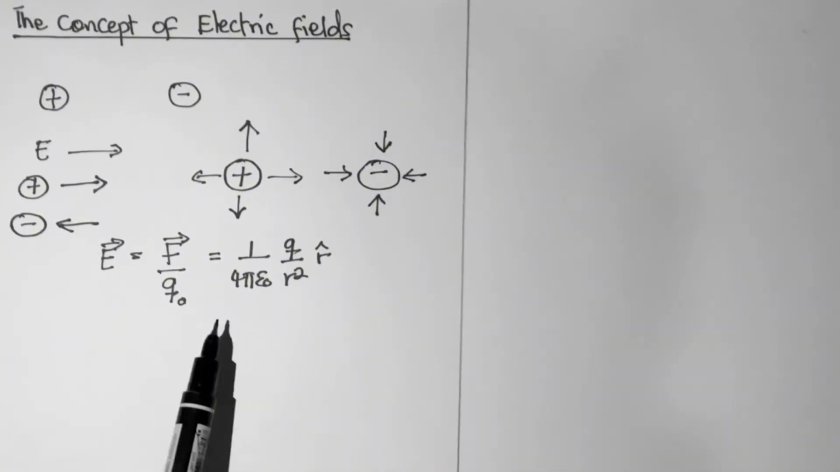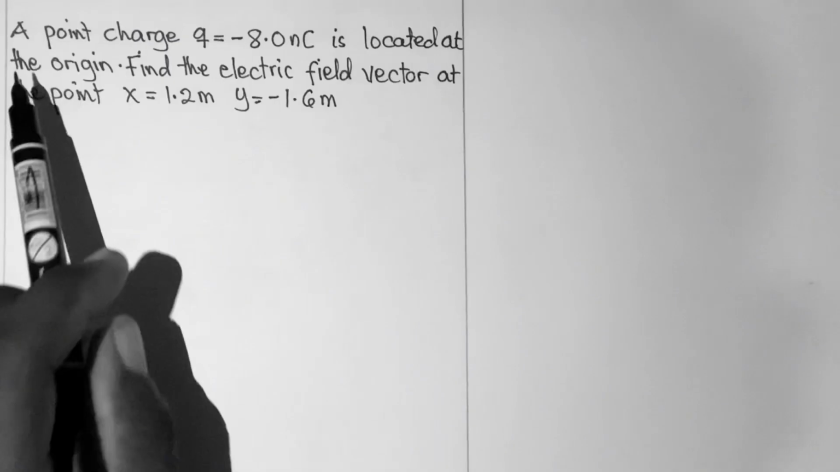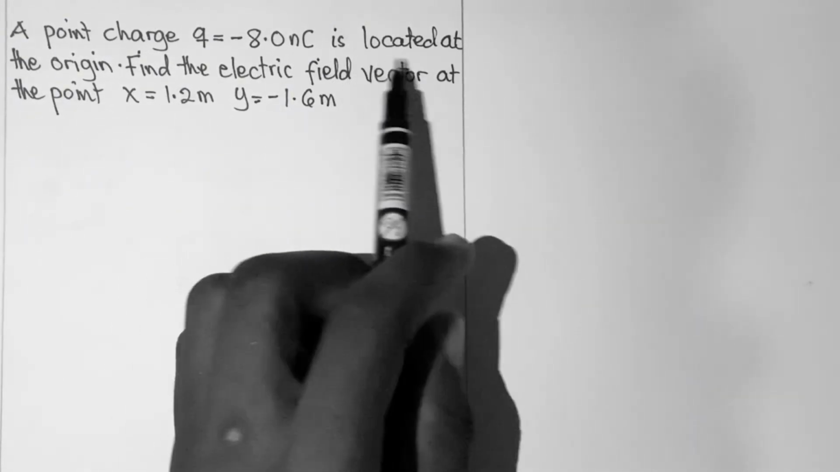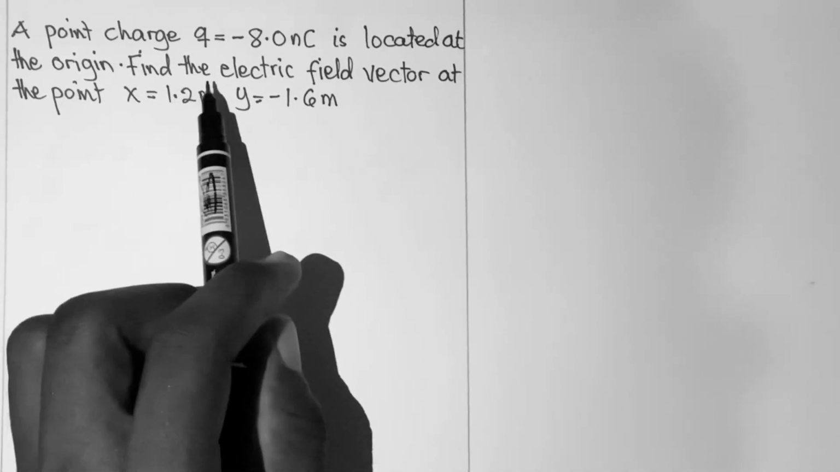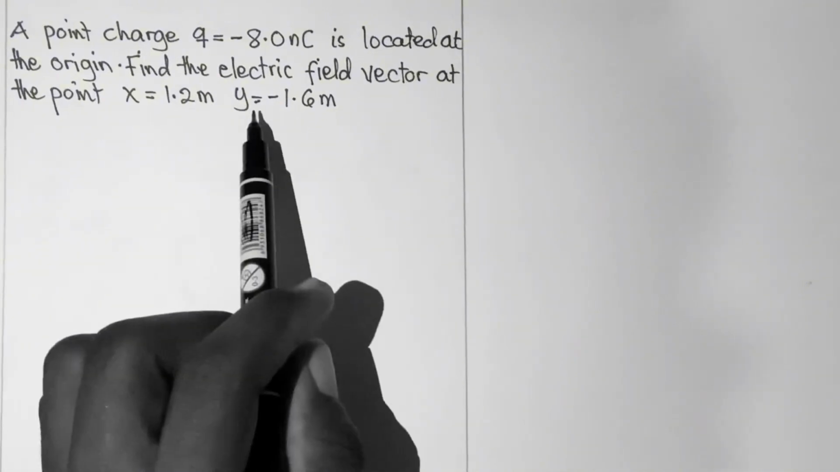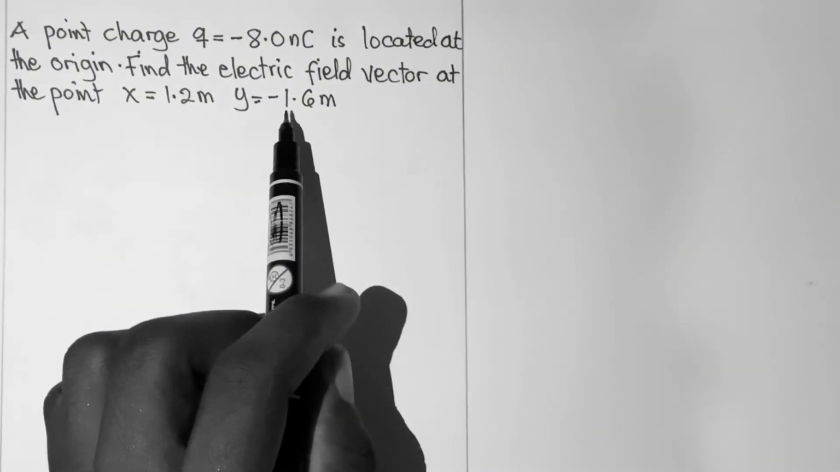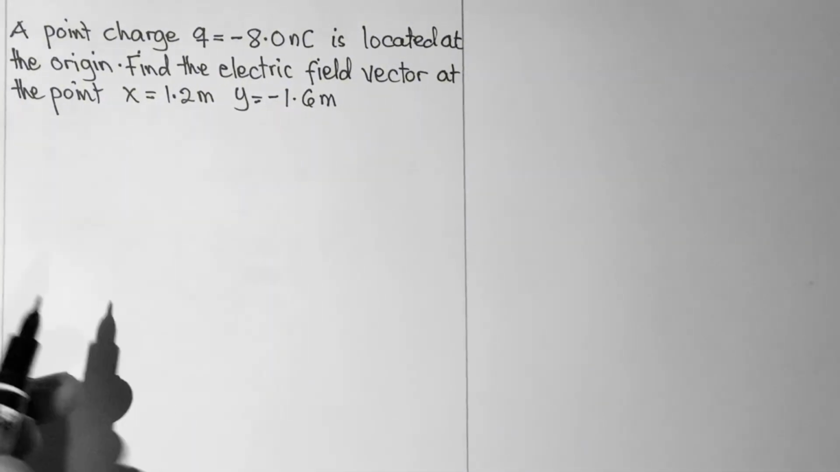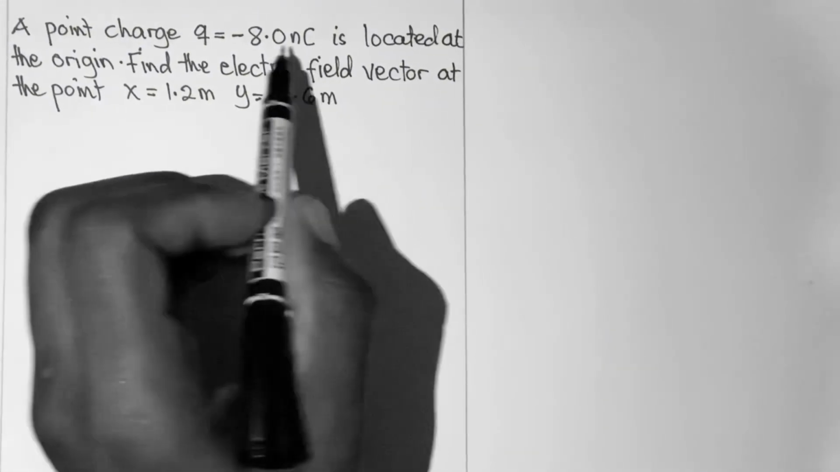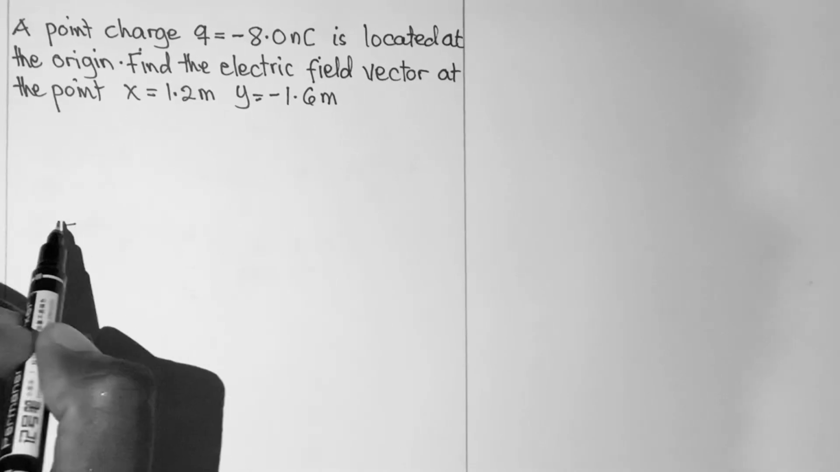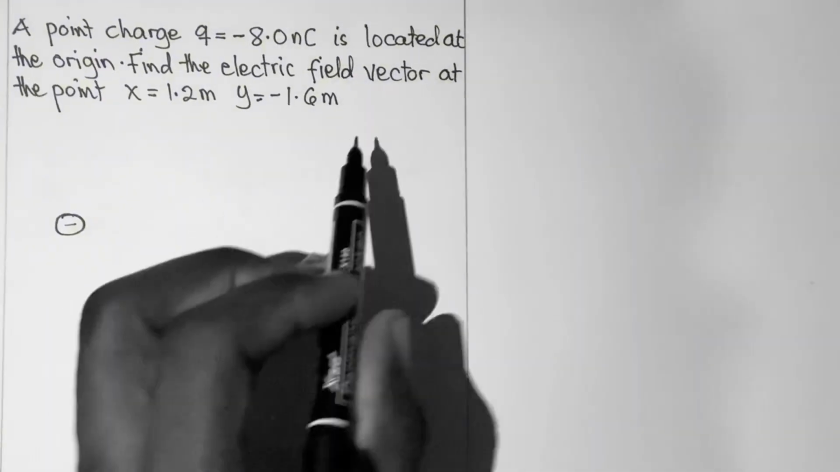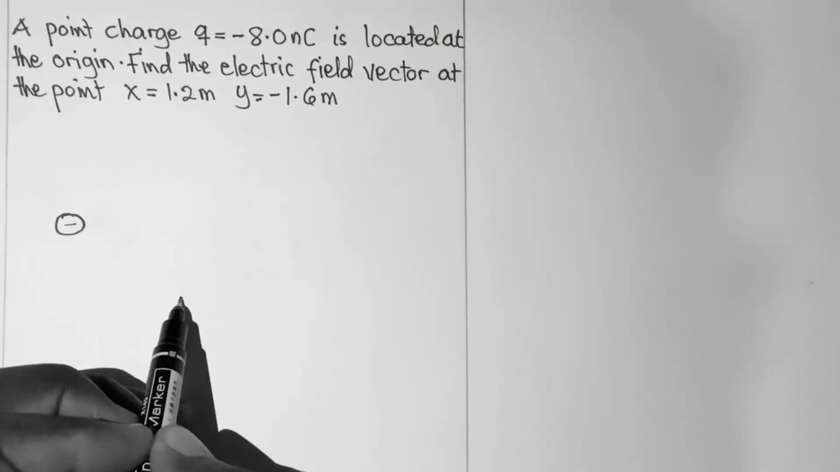So let's take some examples and explore this concept. A point charge Q equals minus 8.0 nanocoulombs is located at the origin. Find the electric field vector at the point x equals 1.2 meters and y equals minus 1.6 meters. So let's assume this is the point charge, but because it's minus 8 nanocoulombs, we know that it is a negative point charge. And we want to measure the electric field somewhere here, P.